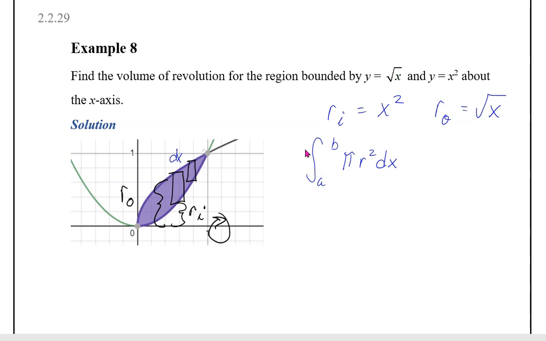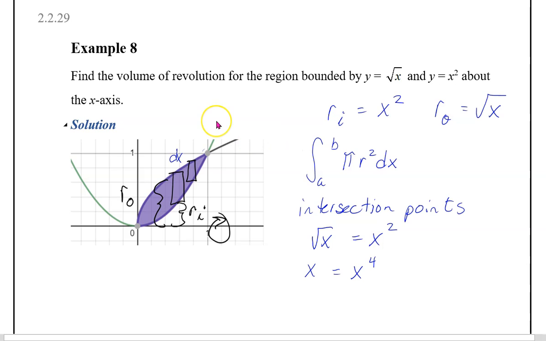To find out where they intersect, you will take each curve and set them equal to each other. When you do that, you end up with the equation the square root of x equals x squared. To eliminate the square root, you need to square both sides of the equation, and you end up with x equals x to the fourth. Do not divide by x or you will lose one of the solutions. Instead, move everything to one side of the equation with 0 on the other and solve.